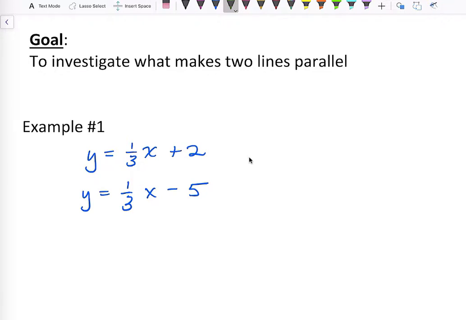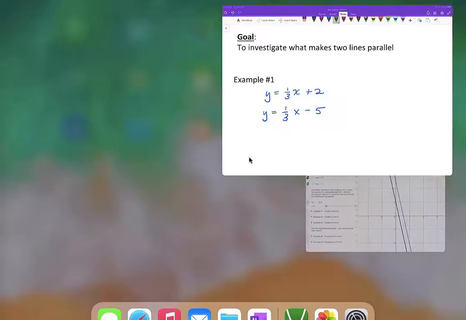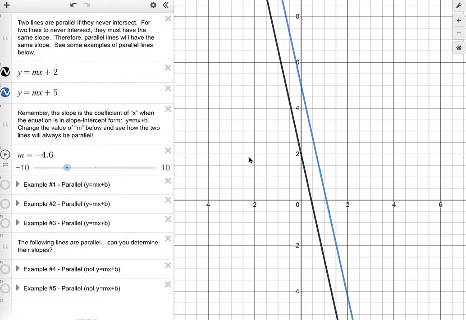Hi, in this video we're going to investigate what makes two lines parallel. Before we delve into example number 1, let's first look at some graphs and visually remind ourselves of what parallel means. Two lines are parallel if they never intersect. For two lines never to intersect, they must have the same slope. Therefore, parallel lines will have the same slope.